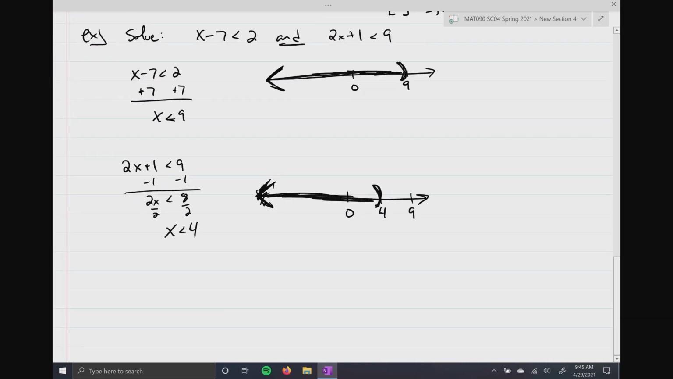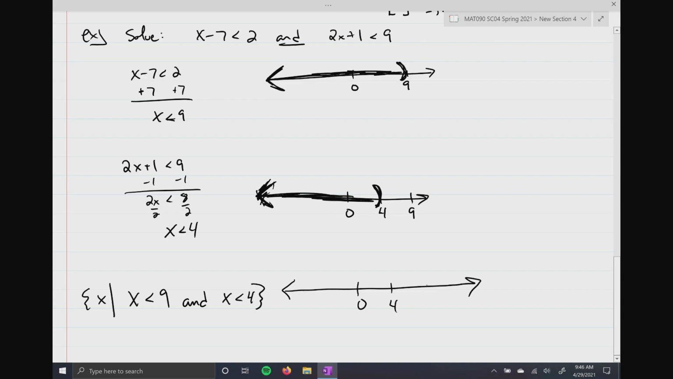So now, the final part of this problem, we're going to write the solution set. Now, this should look familiar. This is called set builder notation. So we write, and this is always going to be the same, x is such that x is less than 9 and x is less than 4. And I'm going to graph this. Now, remember, the "and" means you satisfy both equations. Okay? Any questions there so far?